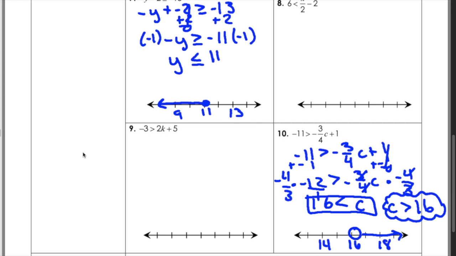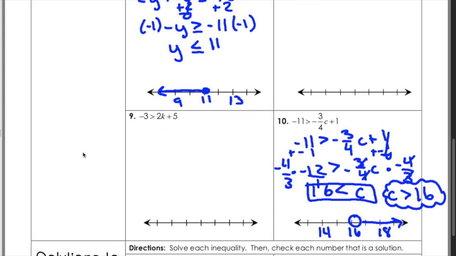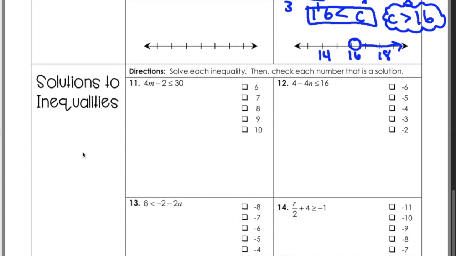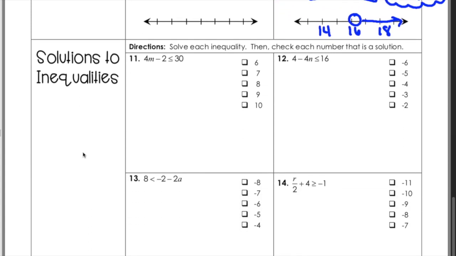All right, at the bottom section of your notes, we have solutions to inequalities. We looked at this on your notes yesterday. In order to check if a number is a solution, you have to plug it in and solve. In this case, we're going to solve each inequality first and then check all of the numbers that could be a possible solution based on what they give us.